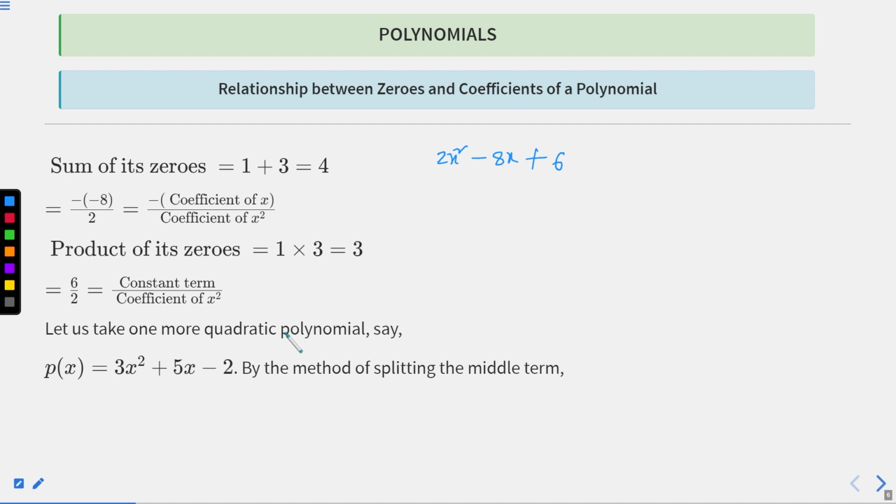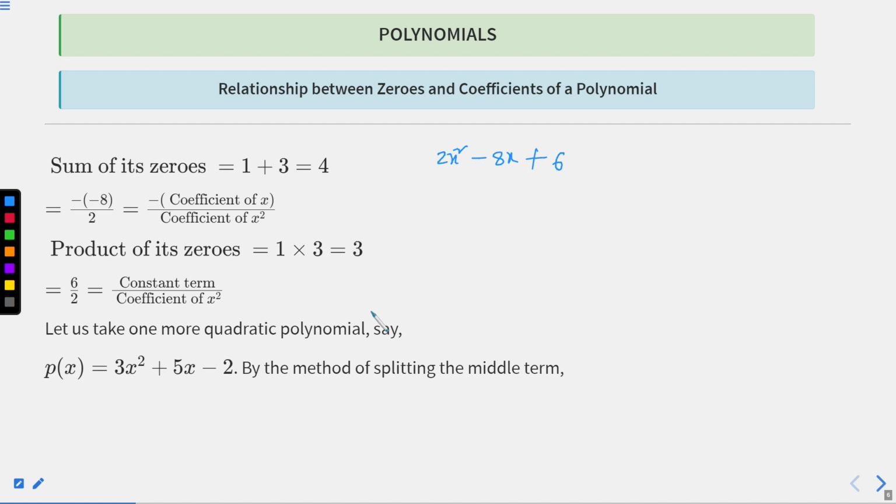Now, product of its zeros. The product of its zeros is 1 into 3, since 1 and 3 are the zeros of 2x square minus 8x plus 6. So the product of its zeros is equal to 1 times 3, which is 3. And you can write this as 6 over 2. Here the constant term is 6 and the coefficient of x square is 2. So the product of its zeros is equal to constant term divided by coefficient of x square.